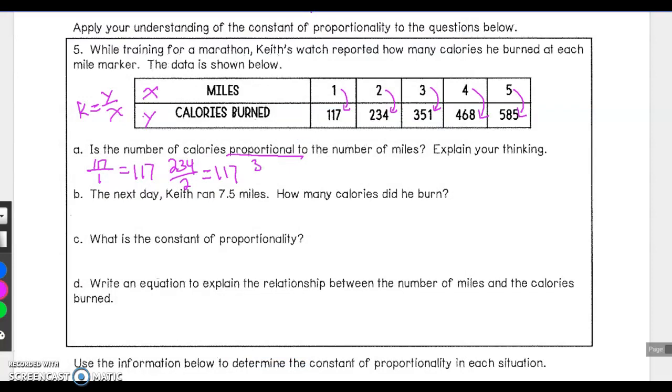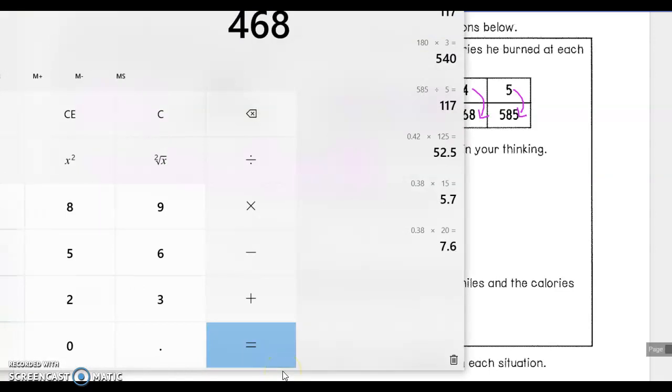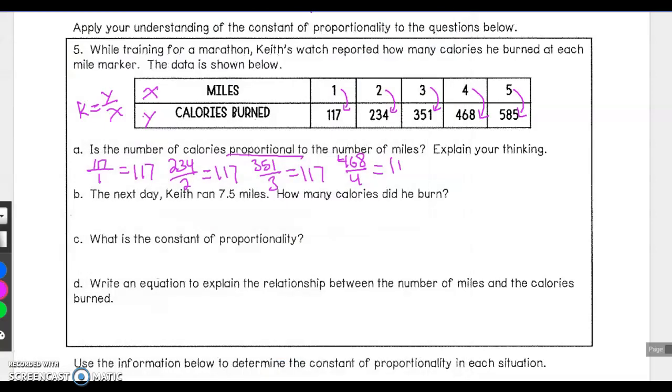And as you do these, do you have to do them all? Well, you kind of do, because if even one is different, then it's no longer considered proportional because there isn't a constant. There isn't one number that we're multiplying by. And you can see these are all going to work out to 117. So explain what that means.